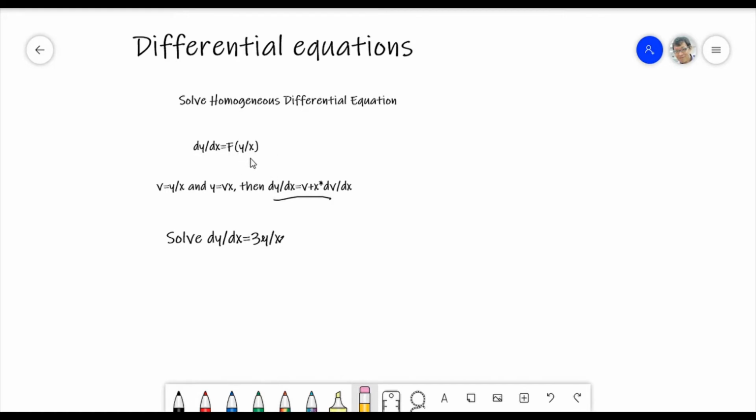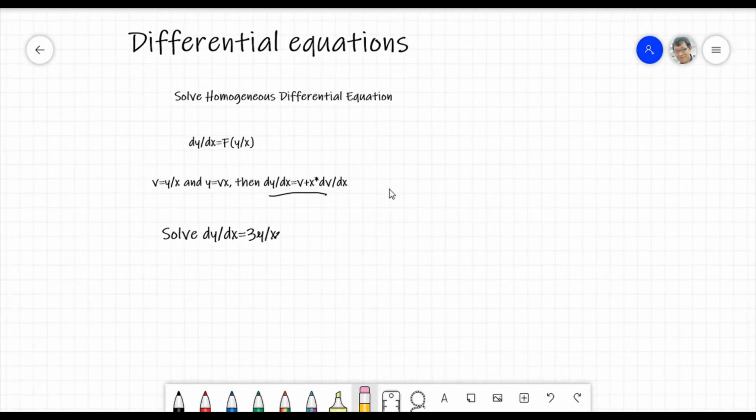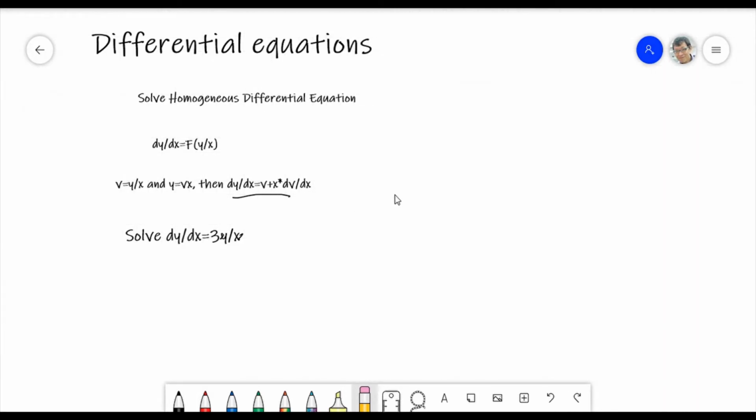What we do is suppose there is a v equals y over x, and then we change y equals vx. Then we can change the dy over dx into the v style, right? So let's give an example, and I will only do one example here.